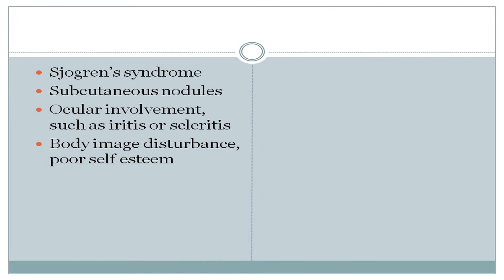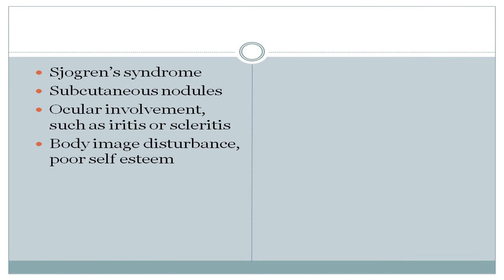Sjögren's syndrome is a disease that we see associated with rheumatoid arthritis. With Sjögren's disease, as it says here, this can occur as a disease itself or in conjunction with rheumatoid arthritis and with systemic lupus erythematosus.